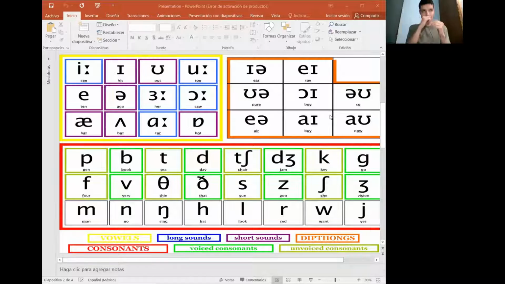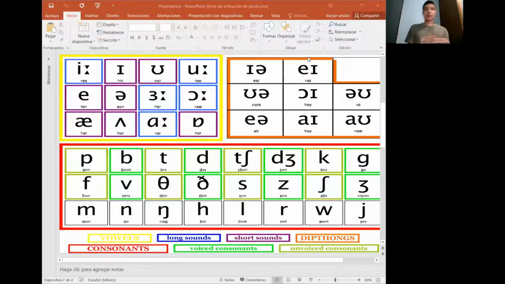Then we have the diphthongs, which basically are the combination of two vowels in one syllable. An example of this will be the oi, oi. That will be an example of the diphthongs.